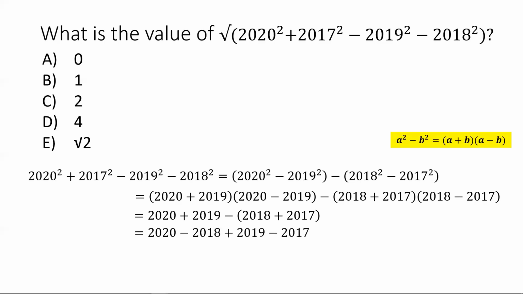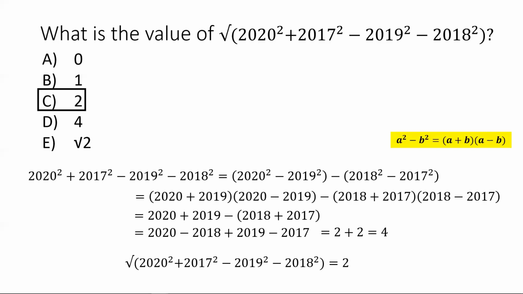Now I may still not want to add up these numbers, so I regroup them once more, this time taking 2020 minus 2018 plus 2019 minus 2017. Breaking them up like that really helps me avoid any kind of large calculation, even if it be addition or subtraction. It's simple to see that the first term is 2 and the second term is also 2, so 2 plus 2 is 4. Now we are asked to evaluate the square root of this, so the square root of 4 will be 2. So the correct choice will be option C in this case.